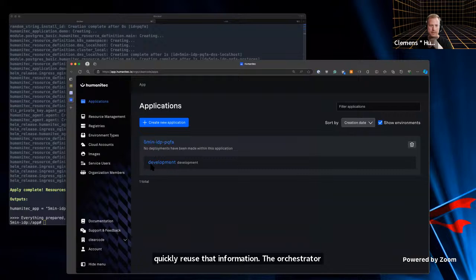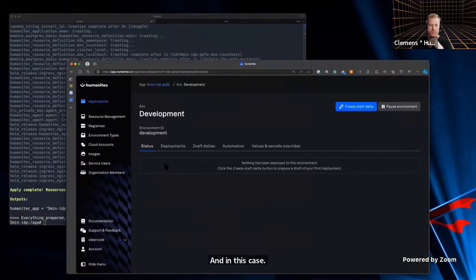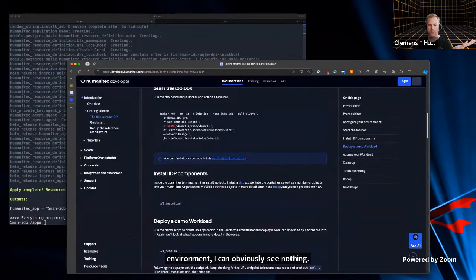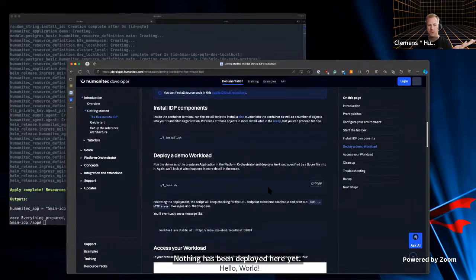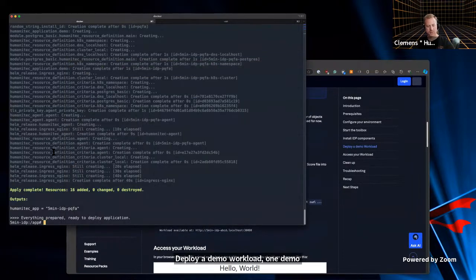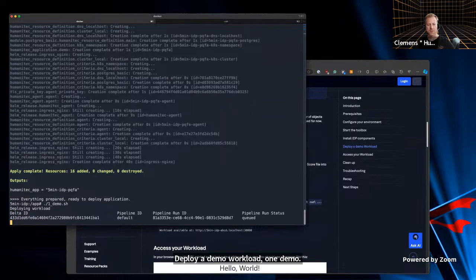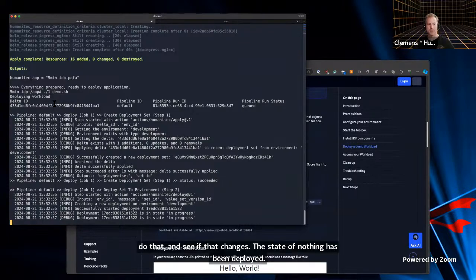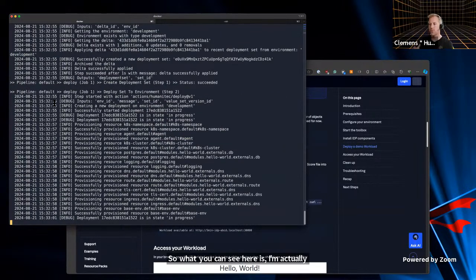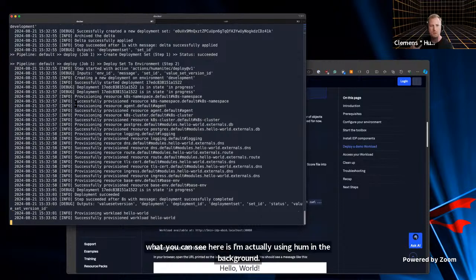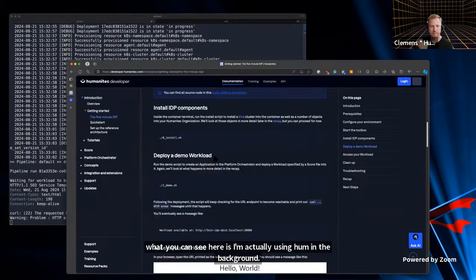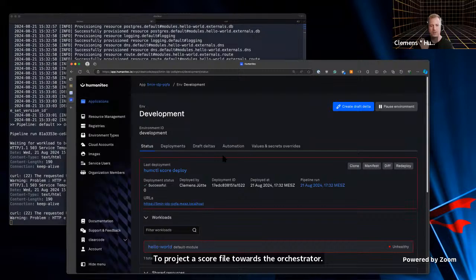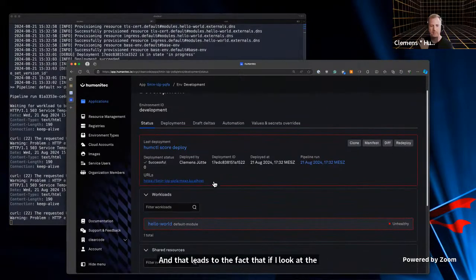And in this case, I have this up here. And if I go into my development environment, I can obviously see nothing. Nothing has been deployed here yet. If I take a look at the tutorial, it says deploy a demo workload, one demo. Let's do that and see if that changes the state of nothing has been deployed. So what you can see here is I'm actually using HumCTL in the background to project the score file towards the orchestrator. And that leads to the fact that if I look at the orchestrator now, I can see the deployment coming in.